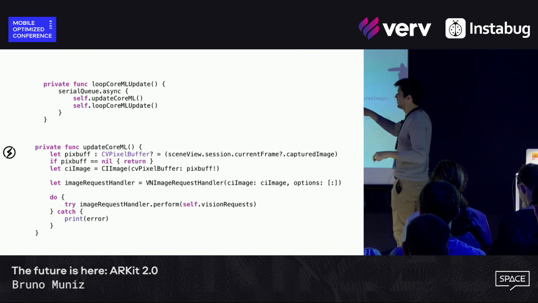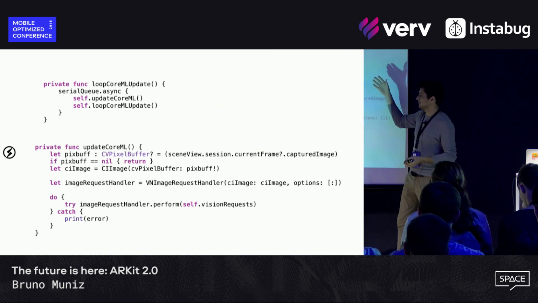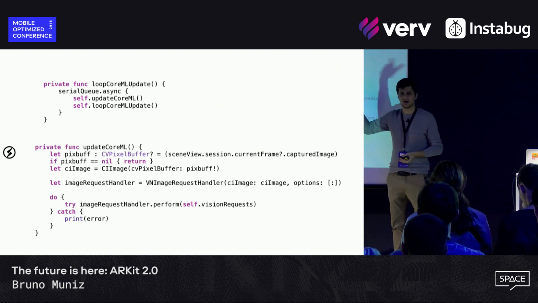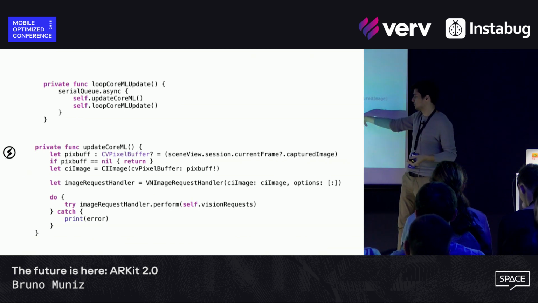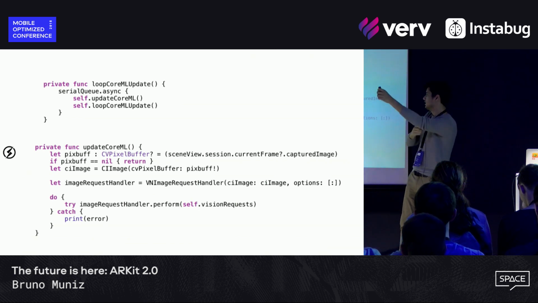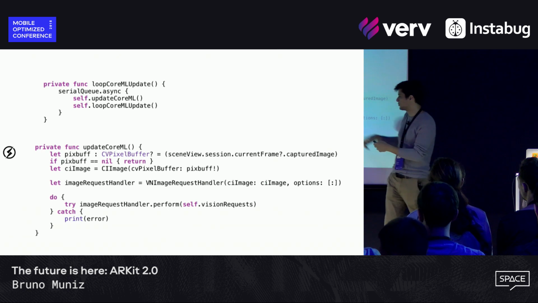When you call update Core ML, basically what we're doing here is getting the current frame, which is probably an AR frame object, and you have to go for a CI image to call this image request handler. So you get the captured image, which is a UI image, and then you turn it into a CI image, and then you try to perform the request.